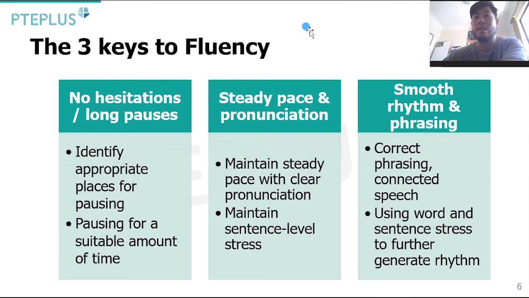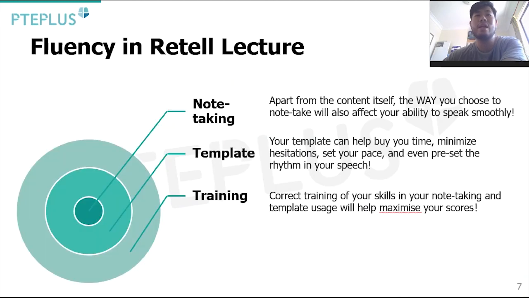Using the correct phrasing for connected speech, using word and sentence stress to further generate rhythm. In Retell Lecture, we see it as a core. We've got 3 things. At the middle of it all is note-taking. Apart from the content itself, the way you choose to take notes will affect your ability to talk smoothly and have good fluency. Your template buys you time. It minimizes hesitations, it sets up your own pace, as well as presets rhythm in your speech. Mastering the template will go a long way in helping to ensure you have a high fluency score. Finally, we've got training. With the correct training of your skills, you can maximize your scores through note-taking and template usage.